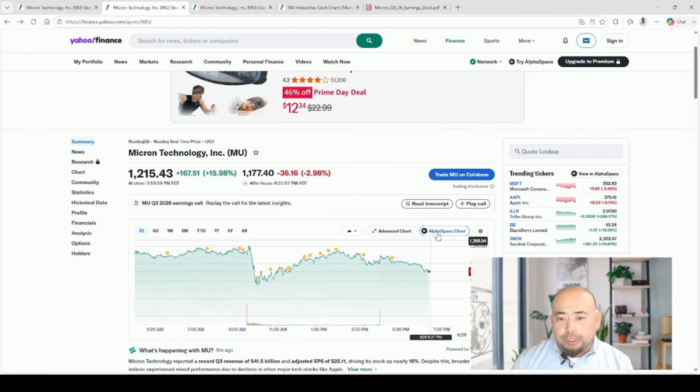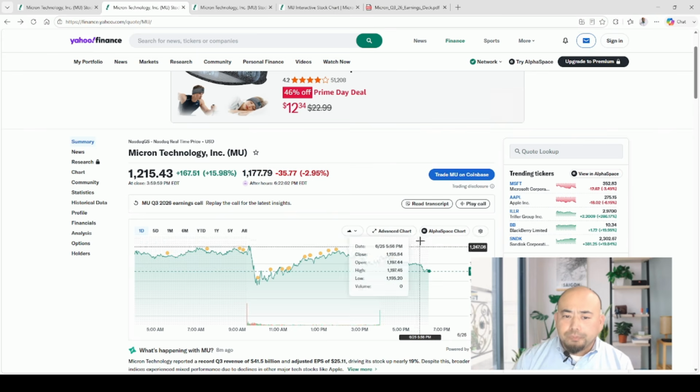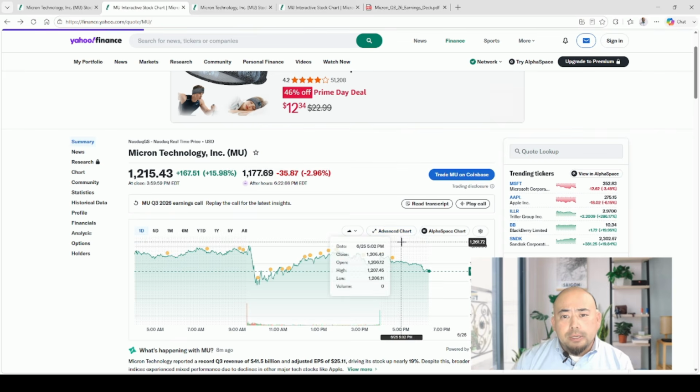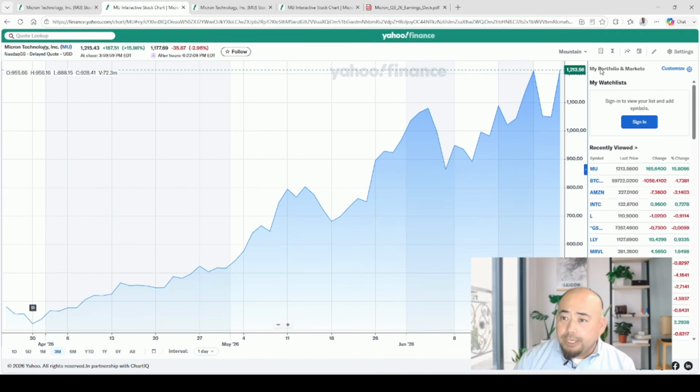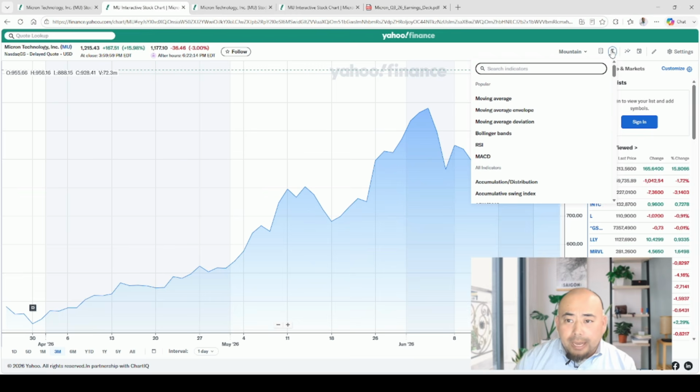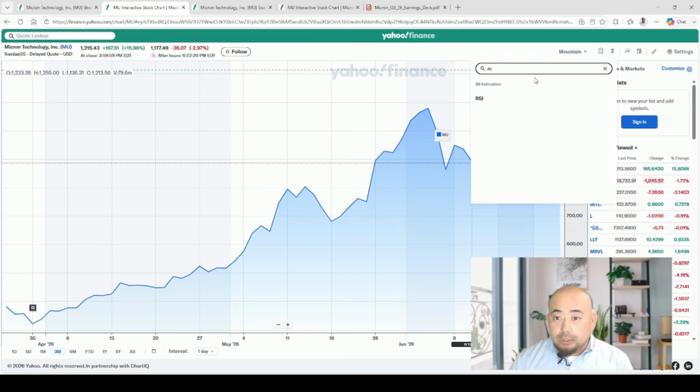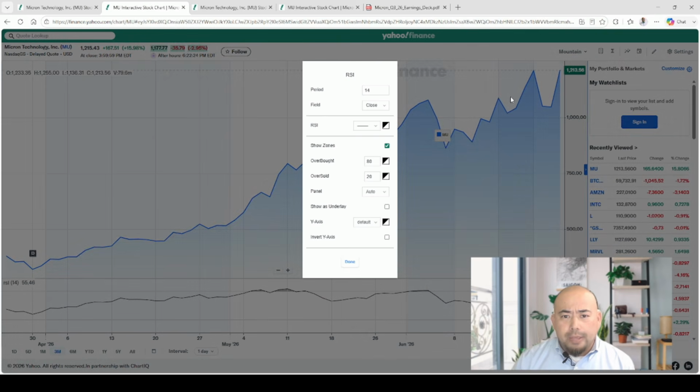The first thing we're going to cover is the RSI, Relative Strength Index. All you've got to do is click on this part right here where it says Advanced Chart. If you click on that, and I cleared out all my indicators already, all you've got to do is hover over this thing right here, and it says Indicators. You click on that, and this is what you can search up. Go ahead and search up RSI, click on that, and this is the period, the amount of the time range.